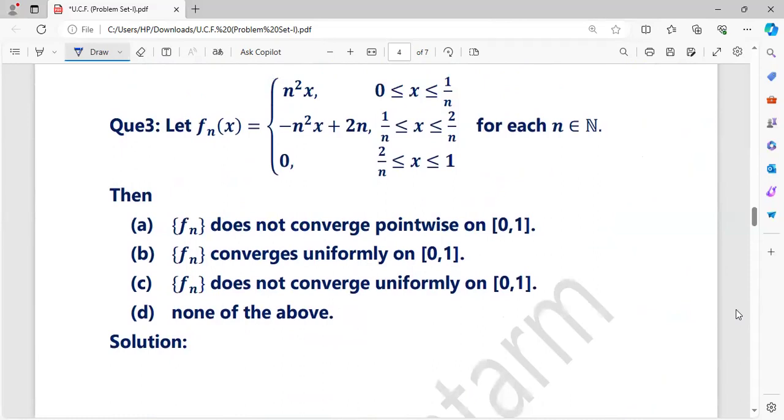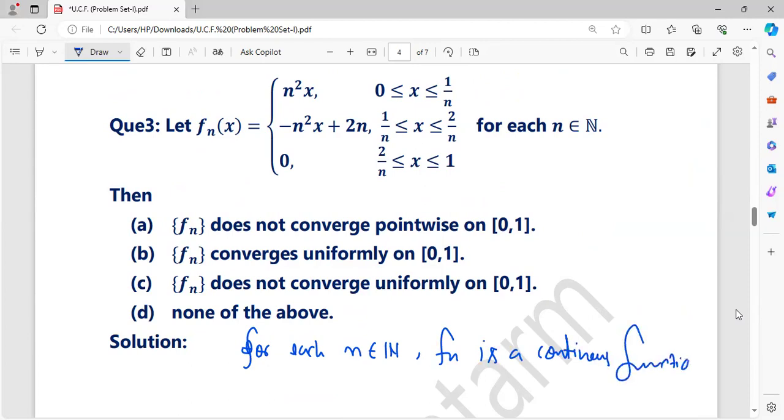Now what about this? This question is given. You check that for each n belonging to N, f_n is a continuous function. You can check, and this is a continuous function.